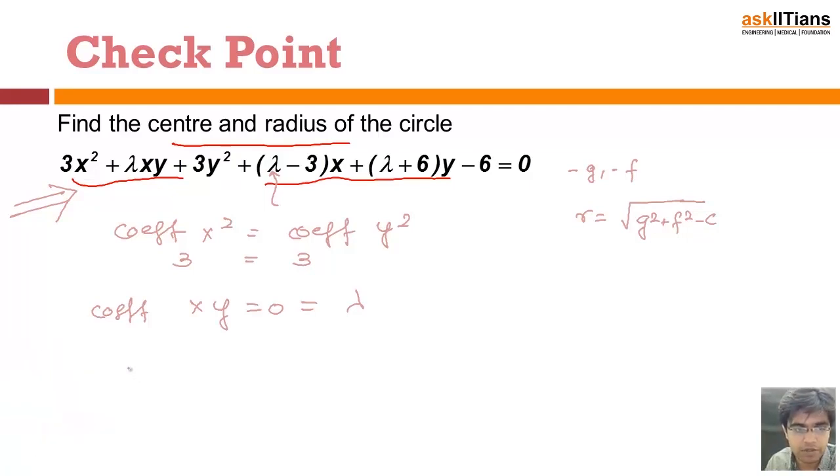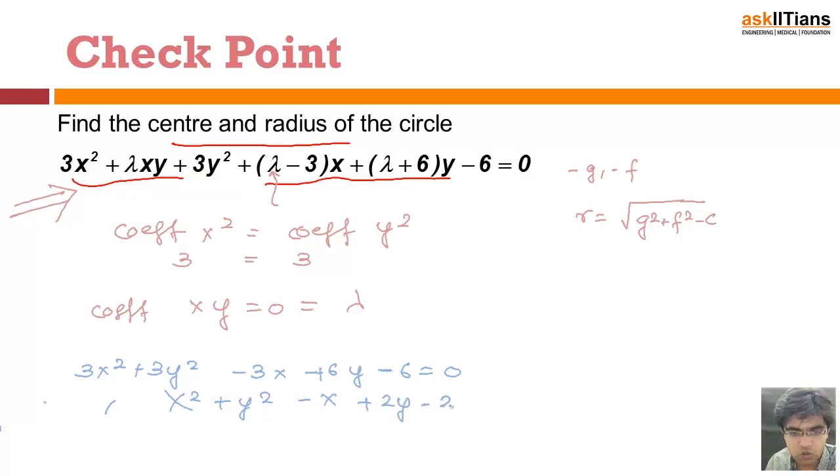So lambda is 0. That means my equation is now modified to 3x square plus 3y square minus 3x plus 6y minus 6 is equals to 0. Let's bring it to the standard form. That means x square plus y square minus x plus 2y minus 2 is equals to 0. I have done nothing. I have just divided the equation by 3.